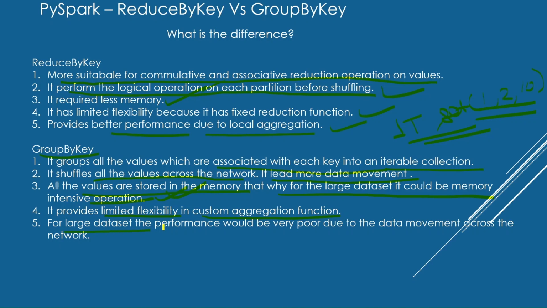For a large data set, the performance would be very poor due to the data movement across the network. As I told you, the data needs to be stored in the memory, and then from the memory, the data will be shuffled across different partitions over the network. If the data is moved, it requires a lot of memory, and the shuffling process becomes very slow. This is one of the major disadvantages of group by key. So in this video, we have seen the difference between reduce by key and group by key.